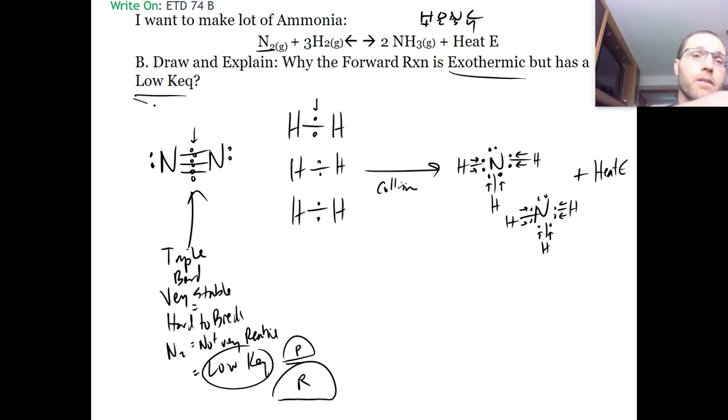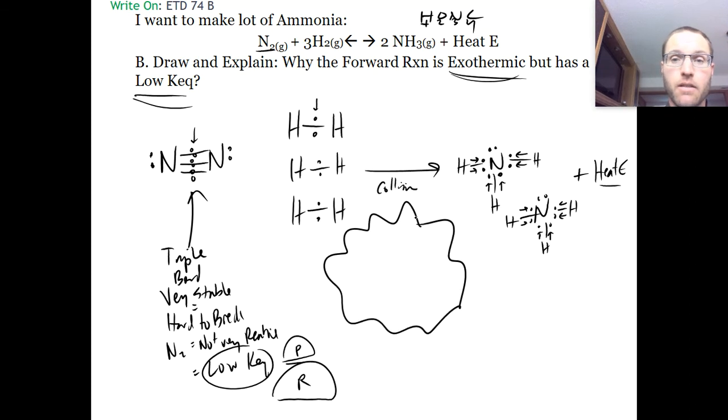We figured out why there's a low KEQ, but we've got to figure out why it's exothermic. We know it's exothermic because it's giving off heat, but where's the heat coming from? Well, that all goes back to what we don't ever draw in our reactions, which is a shame. That's the transition zone, and that's what's going on in this collision, right?